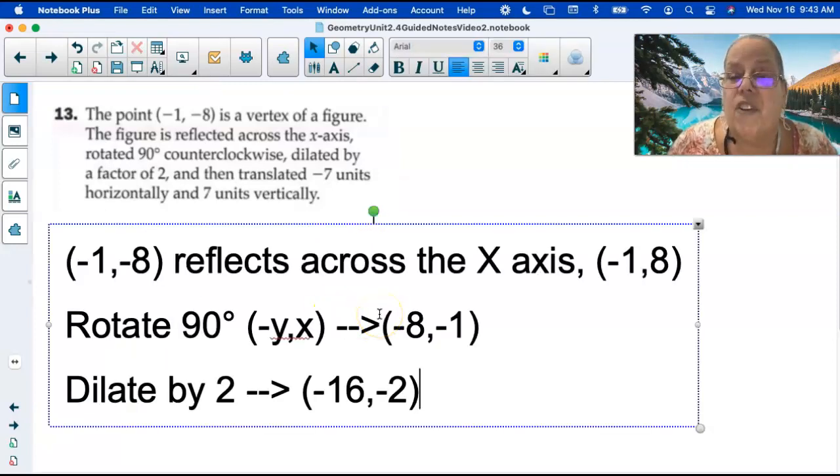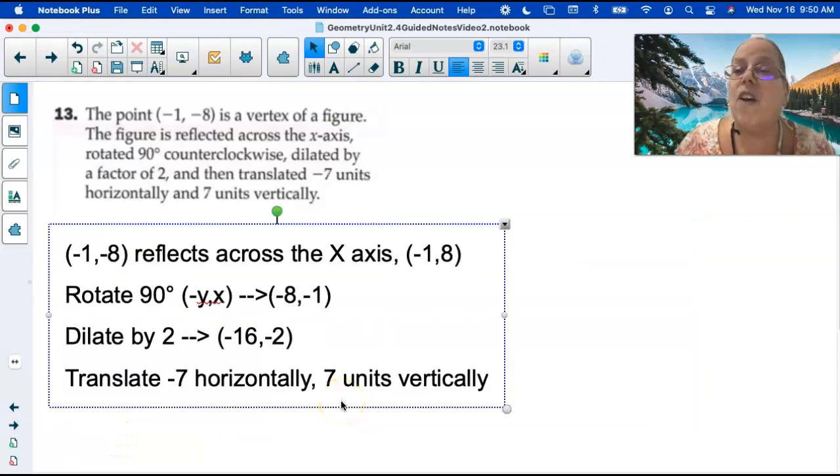Okay, so we're going to finish this one, but first let's look at it. So (-1, -8) reflects across the x-axis, so the y changes its sign. Then we rotate 90 degrees. We have (-y, x). We dilate by 2. We have (-16, -2). So we dilated by 2, so we multiplied each one by 2. Now we're going to translate -7 horizontally. So what is -16 minus 7?